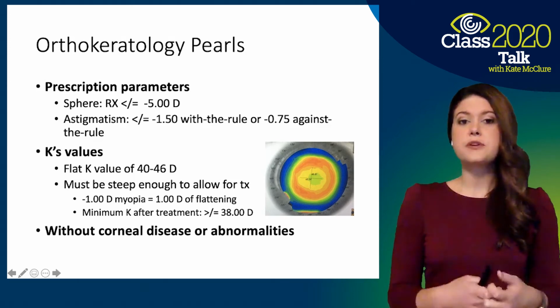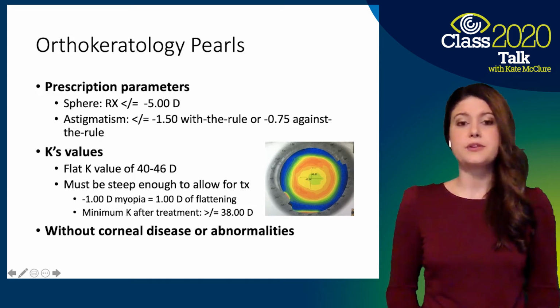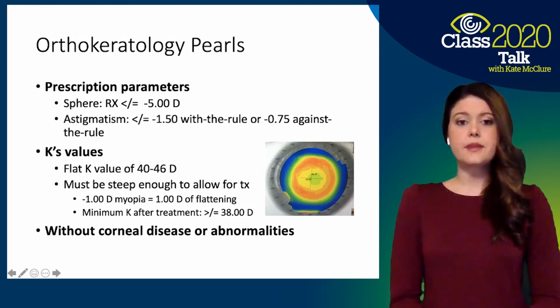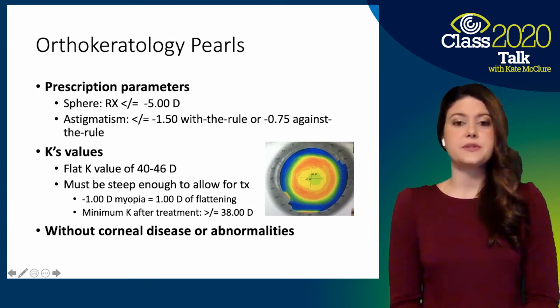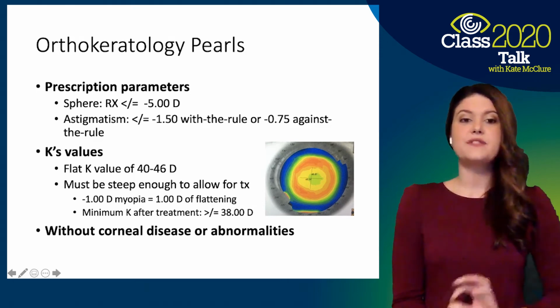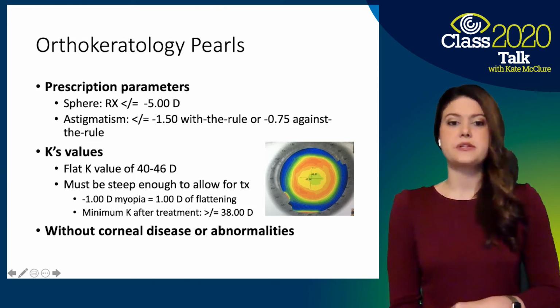So for the prescription parameters, it's really important that we understand that this is the spectacle Rx before you vertex. So we want the sphere for the spectacle prescription to be less than or equal to -5. For the astigmatism, we want less than or equal to -1.5 with the rule or -0.75 against the rule. Now, K values are also really important. We want the flat K value to be between 40 and 46 diopters.